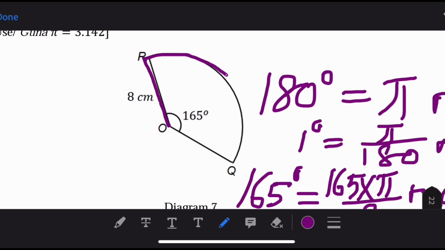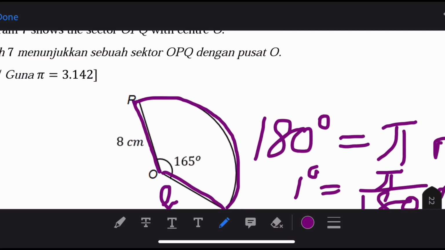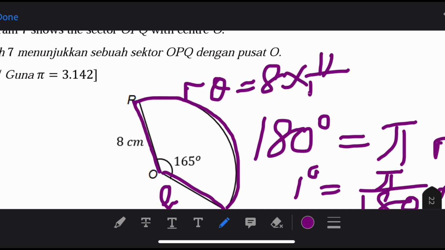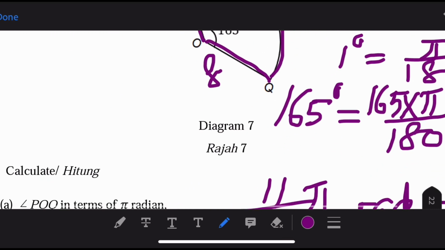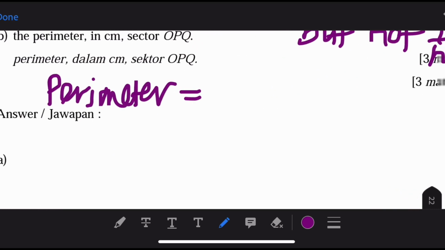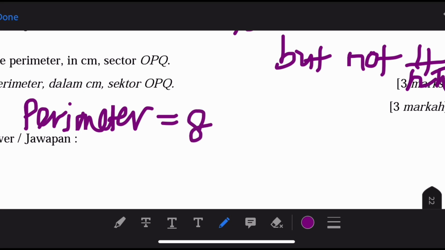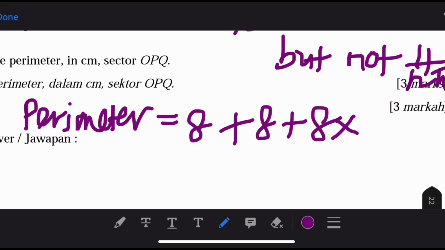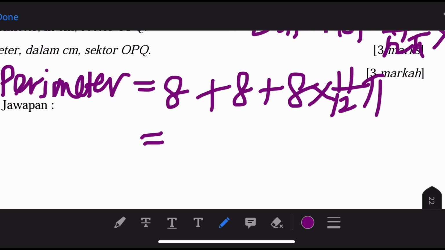So the radius is 8 centimeter and for the arc length we use S equal to r theta. Remember that? This is the formula for additional maths. I hope you don't use the mathematics way. For additional maths, we have a shortcut. Use the short formula. So your answer is 8 plus 8 plus 8 times 11 over 12 pi, because your theta must be in radian.